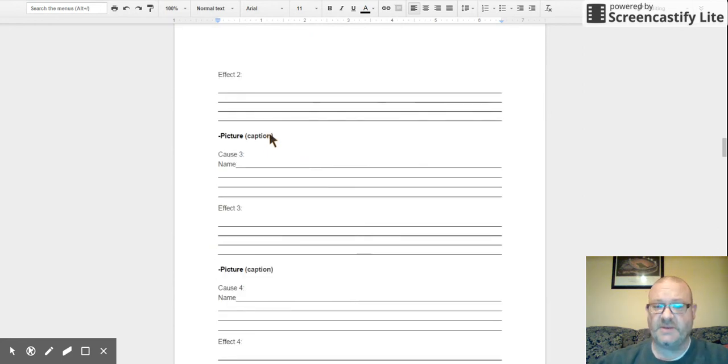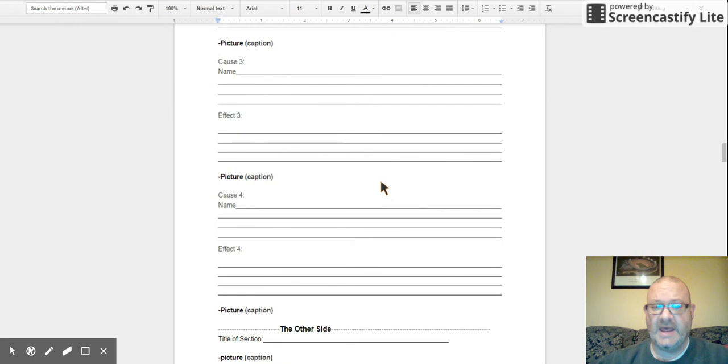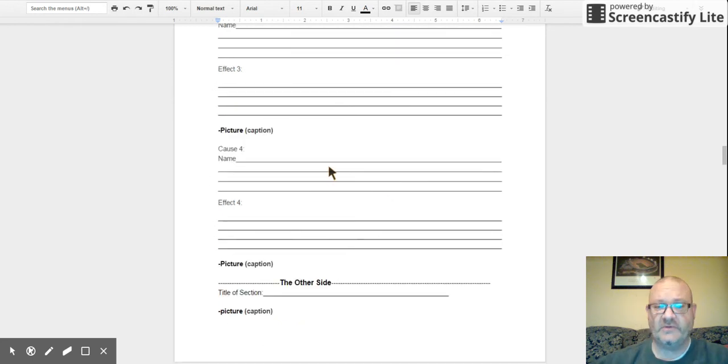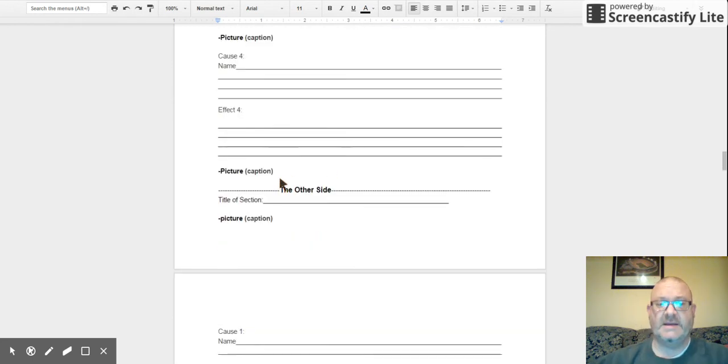Person 3 is going to pick a picture and go with that. And they're going to put their name, and then their cause, and then their effect. And if there's a 4th person in the group, then they would do the exact same thing. Now we finish with a picture and a caption.